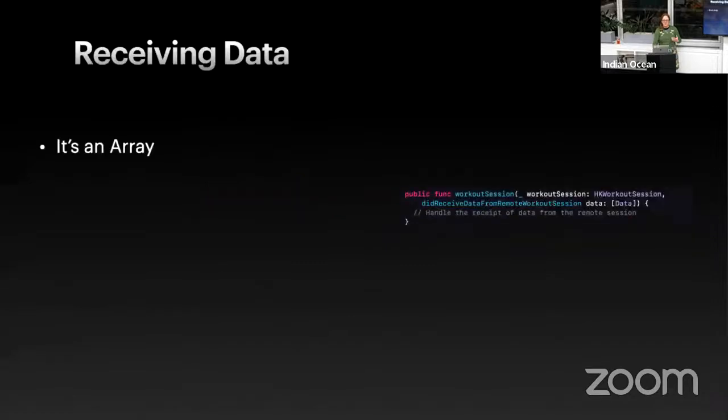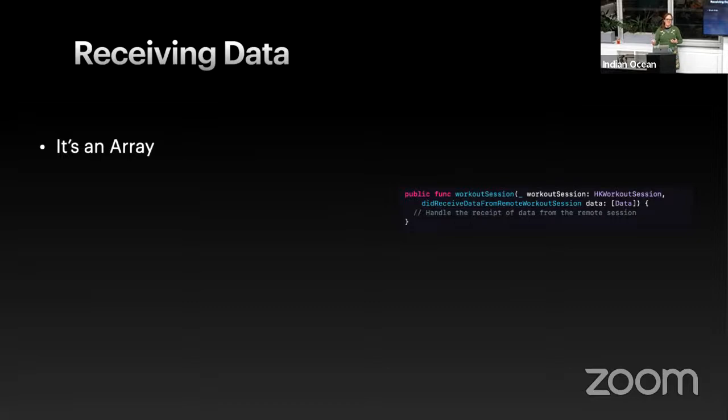Receiving data. Receiving data happens on the delegate again. Each of them will receive a delegate callback when data is sent from the other device. And first beta, this was a single data instance. Later betas, this is now an array. And being an array has its quirks as well, because what it means is that some of the data potentially can now be batched. What does batched mean?